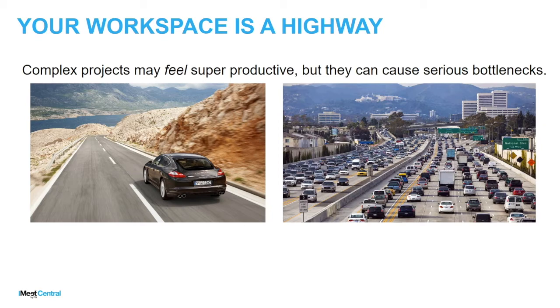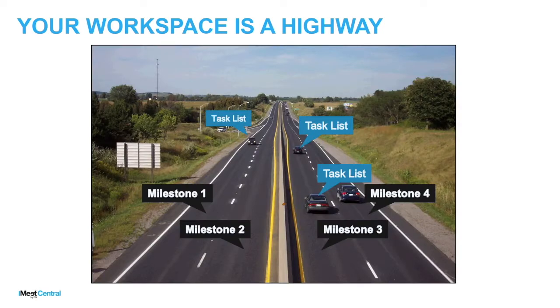And if I compare this to a project plan, this image on the right is a workspace with tons of milestones, a boatload of task lists. I don't even want to know how many tasks are in it. And you might think, well, this is great project planning. Like, look at all these lanes of travel, but really, you might just be overcomplicating things. And so when you're thinking about building a project plan in iMeet Central, think about these 2 images and think about how efficient and simple can you make things versus how complex do you really need them to be.